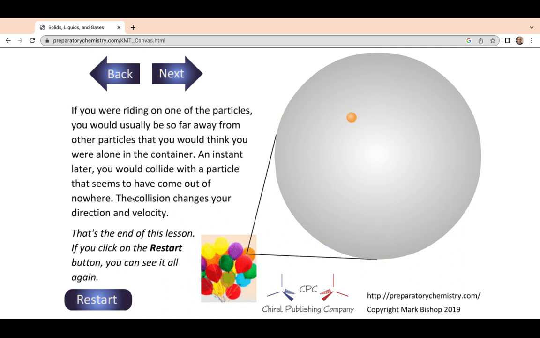Okay, so if you're riding on one of the particles, you would usually be so far away from other particles that you would think that you were alone in the container. An instant later, you would collide with a particle that seems to have come out from nowhere. So the collision changes your direction and velocity. These particles are so far apart, it's as if they're all by themselves, but they're also moving so fast that at any one moment they will collide and then change directions and speeds.